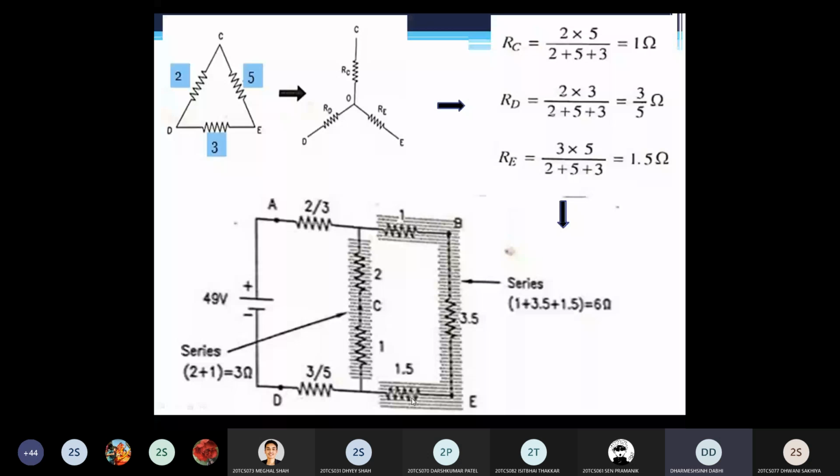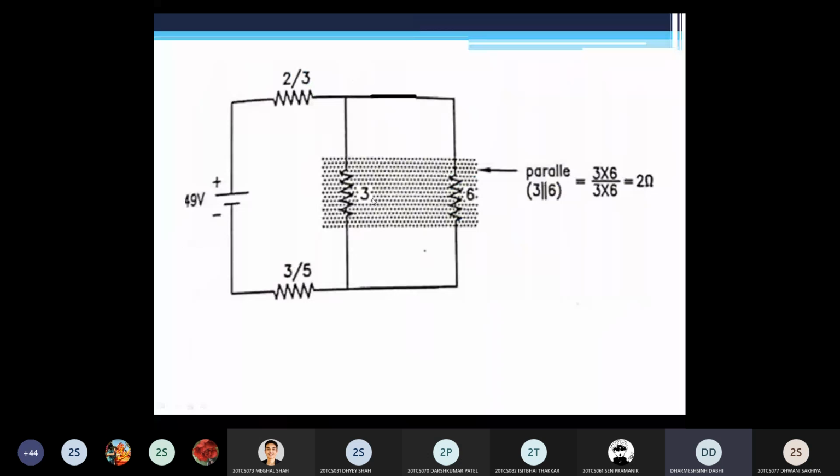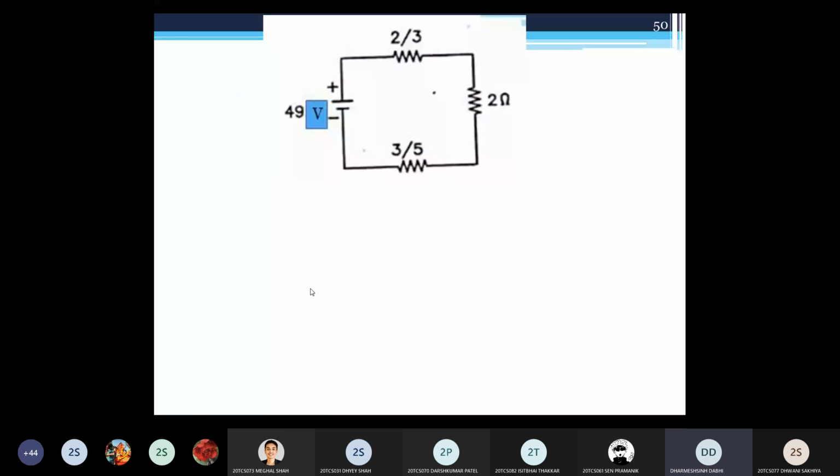Yes or no? All of you? 3 parallel 6? Yes, sir. So it is equivalent to 2 ohm. So now this 2 ohm, the equivalent of 3 and 6, comes in series with this 2 by 3 and 3 by 5. Okay. So finally you get this equivalent circuit. Yes or no? 2 by 3 in series with 2 in series with 3 by 5. So now all are in series, so there is an addition. That gives the equivalent resistance. You have the supply voltage. So voltage divided by equivalent resistance, you get the supply current. That is your answer.